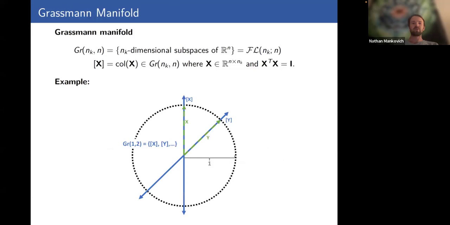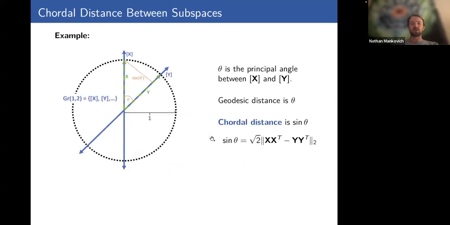Okay, so let's look at an example. If we have Gr(1,2), which is one-dimensional subspaces in R^2, this is essentially just lines through the origin in R^2, and you have your representative unit vectors, which live on the unit circle, represented by these green lines. And now let's talk about how we measure distances between these subspaces. The most natural distance here is just the angle between them, which is this orange theta. It's called the principal angle between these two subspaces, and it's also, in fact, the geodesic distance on the Grassmann manifold.